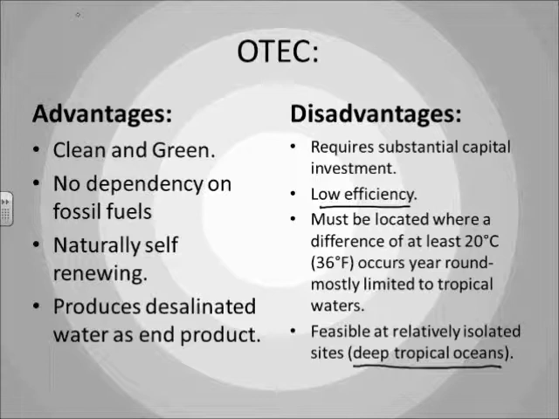Now, in the disadvantages column, we can see that it requires substantial capital investment. The minimum capital investment for a small 10 megawatt plant is 50 to 100 million dollars. This shows that it is not highly efficient and highly practical. Then also, the OTEC plants must be located where a difference of at least 20 degrees Celsius or 36 degrees Fahrenheit occurs year-round, which is mostly limited to tropical waters, and hence this technology is feasible at relatively isolated sites, for example, deep tropical oceans. So it's not quite a practical technology.